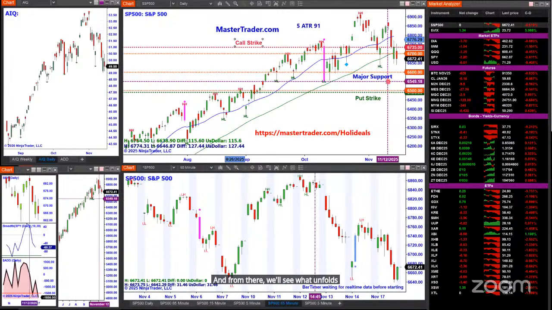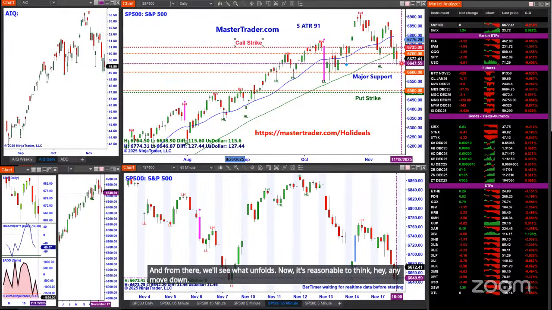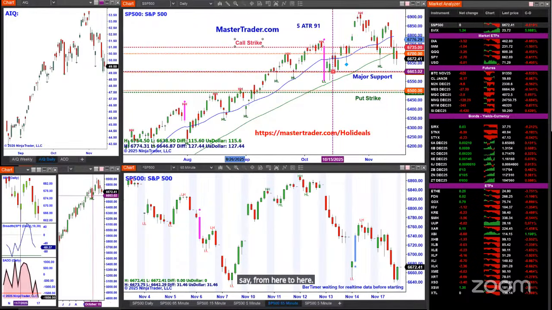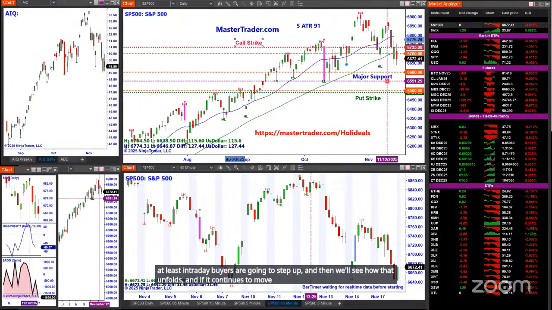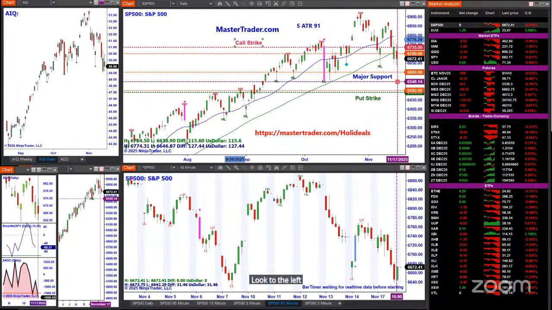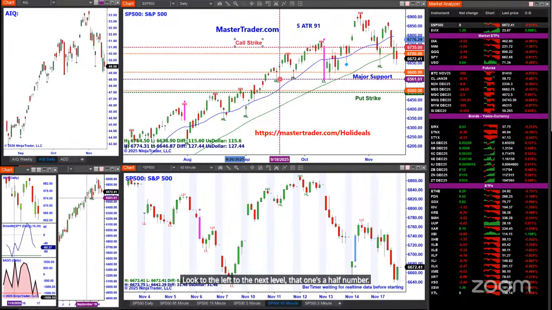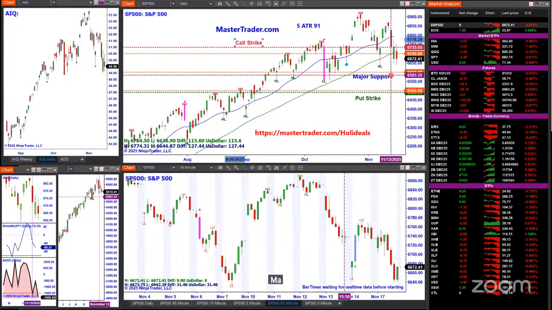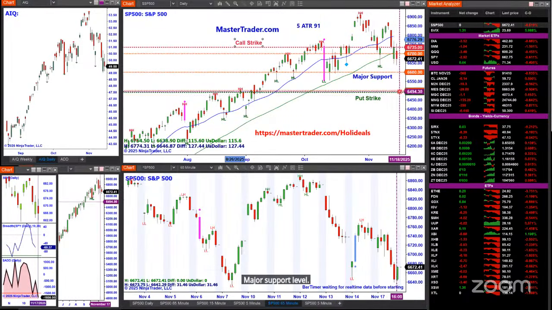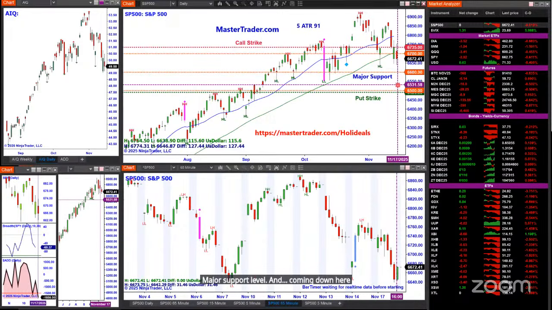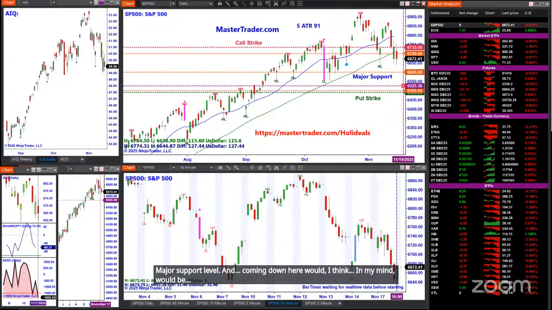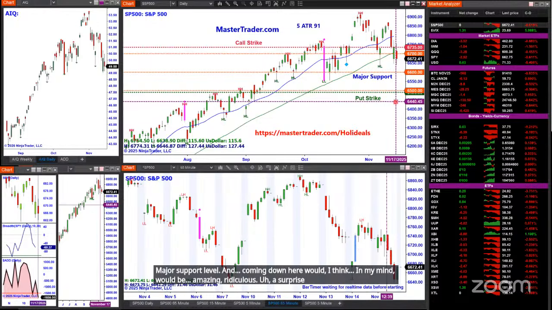But it's reasonable to think, hey, any move down, say from here to here, a whole number and support, at least intraday buyers are going to step up, and then we'll see how that unfolds. And if it continues to move down, you go look to the left to the next level. That one's a half number in an area where there are multiple pivot lows down there. So this is a major support level. And coming down here would, in my mind, be amazing, ridiculous, a surprise. So I don't think that's possible.